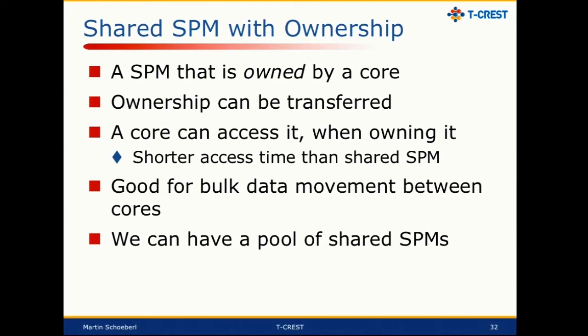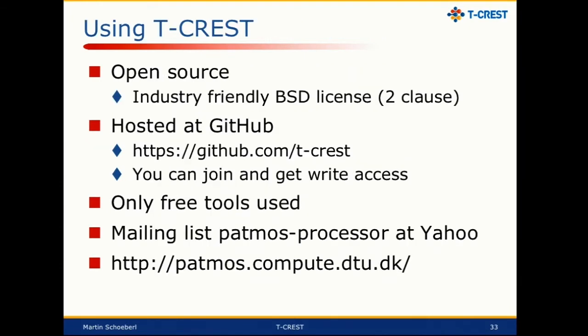Let's see. We've also worked on hardware for locking this stuff. Okay, I'm coming to an end. So if we want to use T-CREST, and I hope it gets picked up a little bit, it's BSD license, the 2-clause license, which is the easy one. You don't need to reproduce your copyright. It's on GitHub. And we can live with only free tools. Doesn't mean open source tools, because for FPGAs you have to use closed source tools, but they are free.